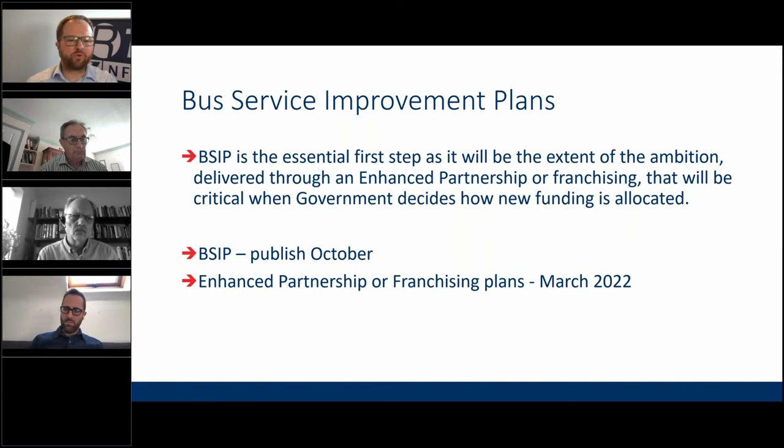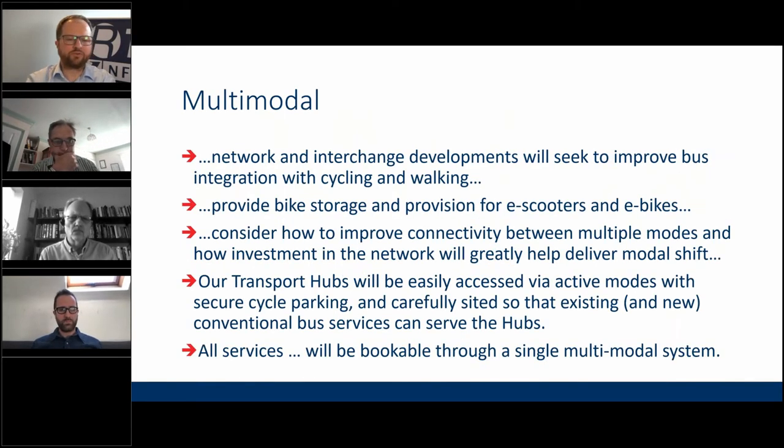And we decided to put this session on because when we started to see some of the early BSIPs coming out, they were talking about things like network and interchange development, bus cycling and walking integration, e-scooters, modal shift, transport hubs that bring together all the different modes, as well as private modes through bookable systems and flexible services and a whole gamut of different types of transport and ways of moving around.